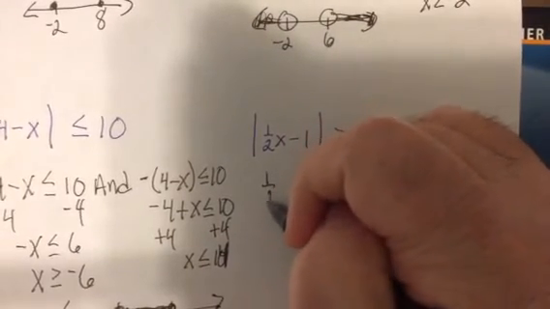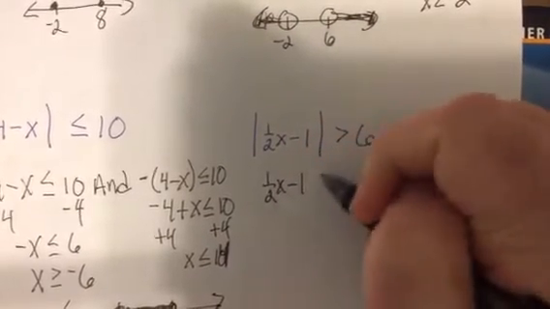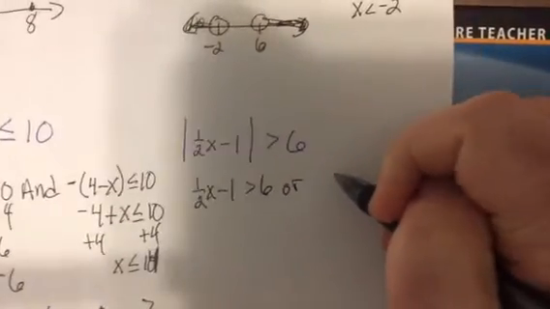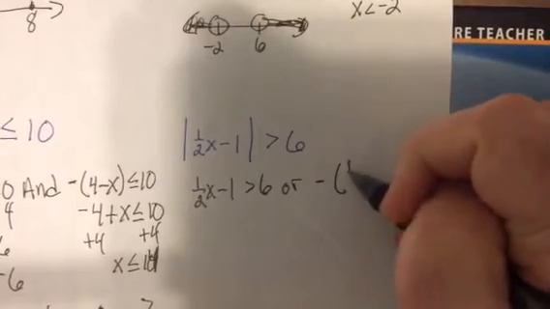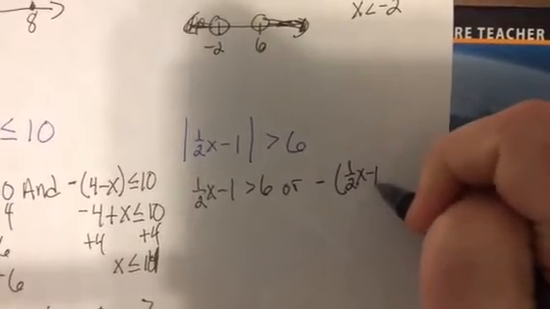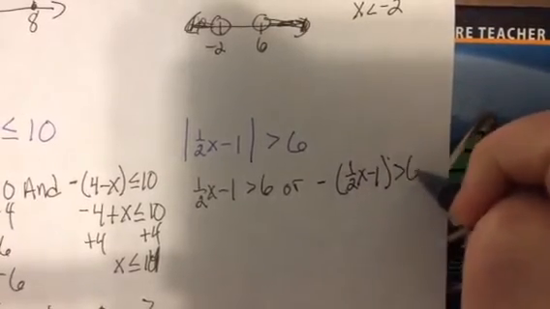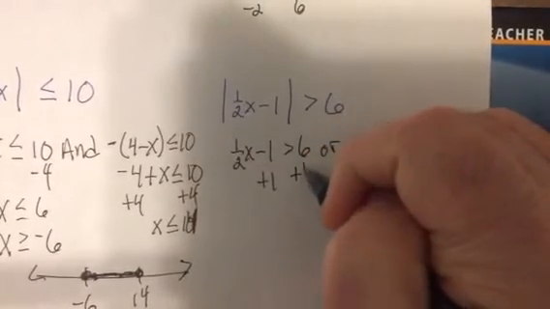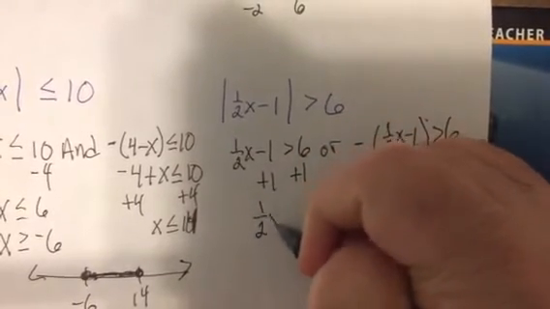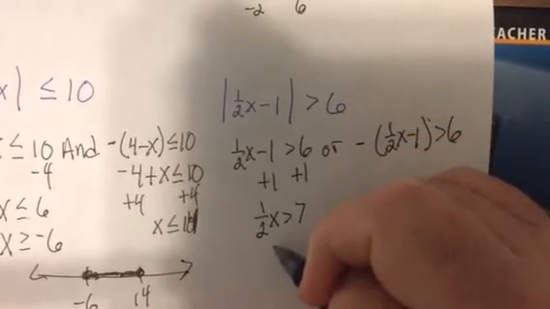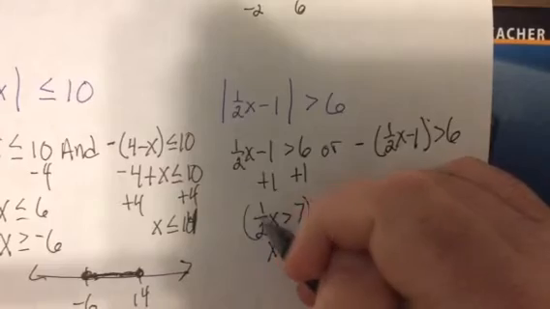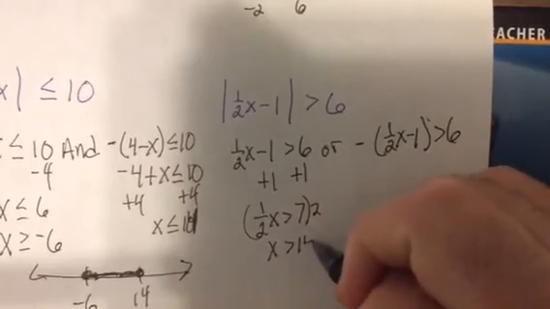So last one, 1/2 x minus 1 is greater than 6. Greater is or. Then the opposite. So we would add 1. So 1/2 x is greater than 7. Multiply by 2. 2 times a half is 1.